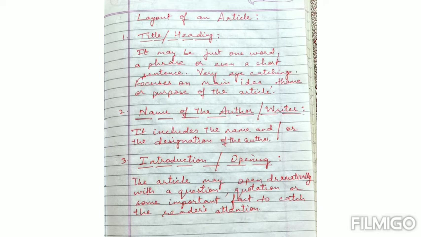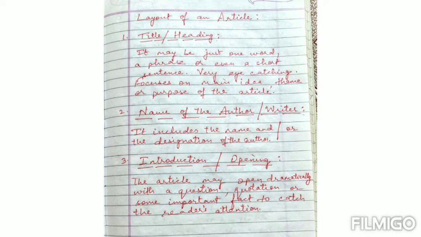Very eye-catching it should be, and the title of the article always focuses on the main idea, theme or purpose of the article. Now just below the title that you have written, the next important point is to write down the name of the author or the writer. It includes the name or the designation also of the author just below the title of the article. Next comes introduction or opening.